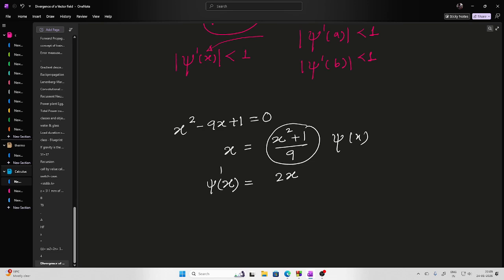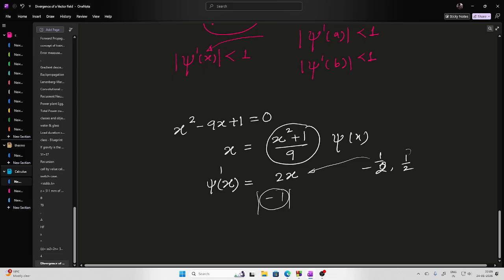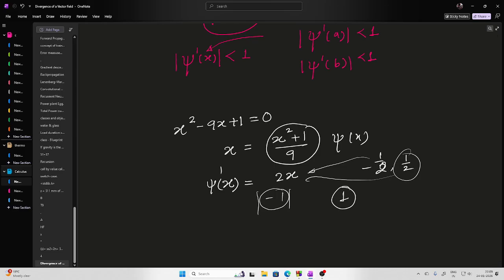Now if I want that root to exist, let's say my bracket is minus half to half. If I replace the value of minus half, it will be minus 1, so the magnitude will become 1. If I replace half, again it will be 1. So it is not less than 1, it is equal to 1. So I have to think in a different way.